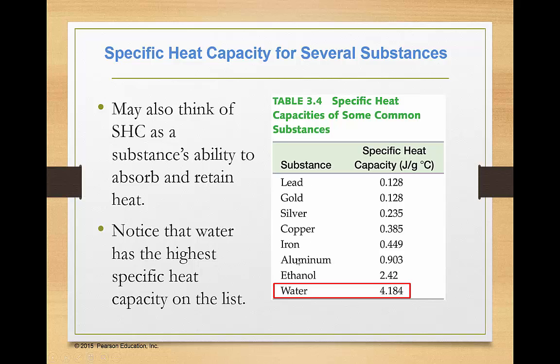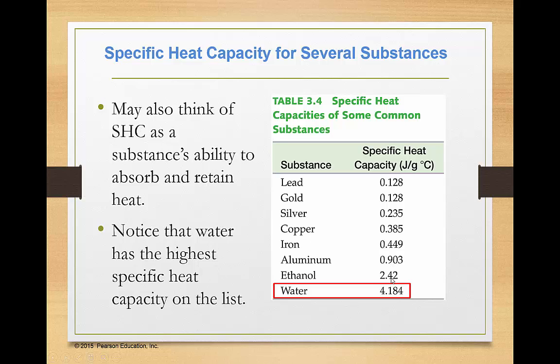Okay, so those are all different metals. Now they've thrown in a couple of liquids here. Here's ethanol. So this is ethyl alcohol. This is the kind we drink, so this would be your vodka or whatnot. You can see it has a much higher specific heat capacity than any of these other substances, any of these metals.